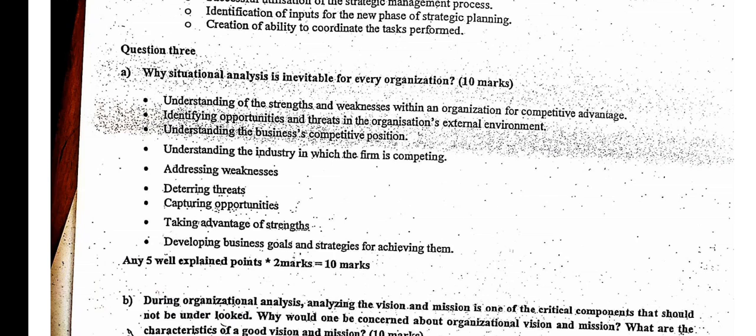Understanding the strength and weakness within the organization for competitive advantage, understanding opportunities and threats in the organization's external environment, understanding the business's competitive position, understanding the industry in which the firm is competing, addressing weakness, deterring threats, capturing opportunities, taking advantage of strength, developing business goals and strategies for achieving them. Any 5 well explained equals to 10 marks.